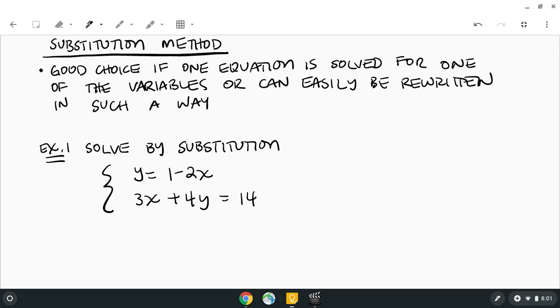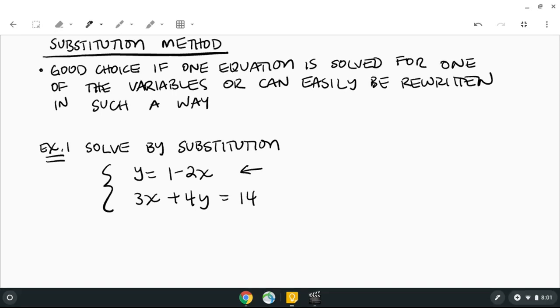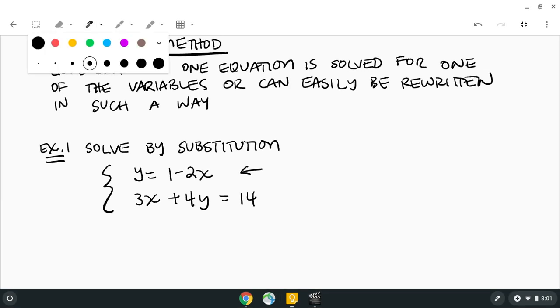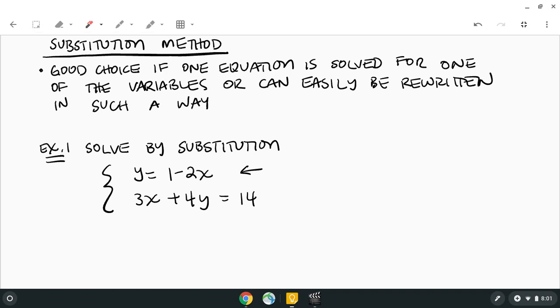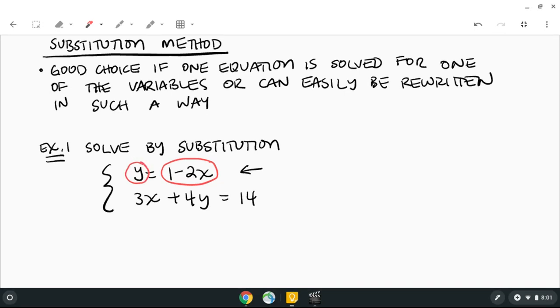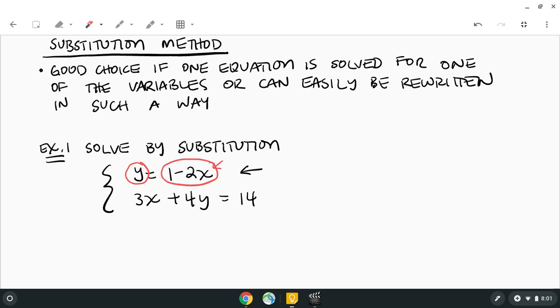So I don't have to rewrite anything. I can just go right off the bat, take this equation, y equals 1 minus 2x. So I'm going to take that value of y, all of this, y equals all of that. Wherever I see a y, I'm going to replace it with this. So over here, I see a y, so I'm going to replace that with 1 minus 2x.